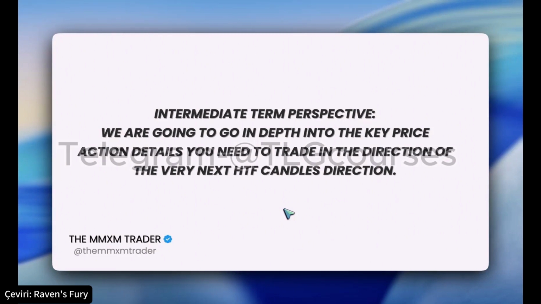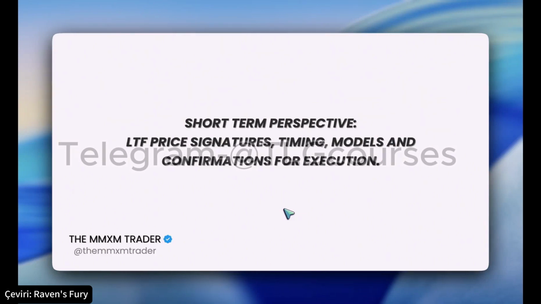The intermediate term perspective is the price action and the analysis on how you get to the drawn liquidity, or to trade in the direction of the high time frame candle. That's what we do on the intermediate term perspective. Lastly, the short term perspective: lower time frame price signatures, timing for your trades, sessions and specific time windows, models that you can use, and confirmations for executing the trade.